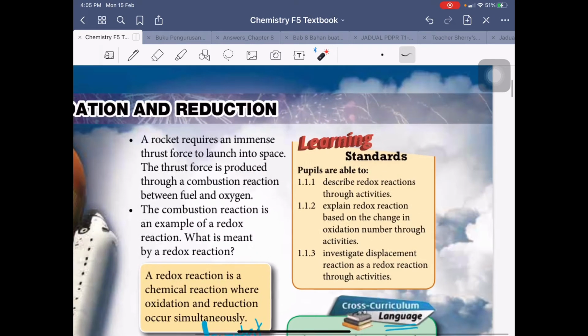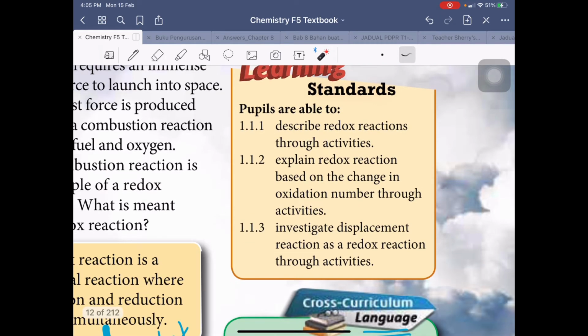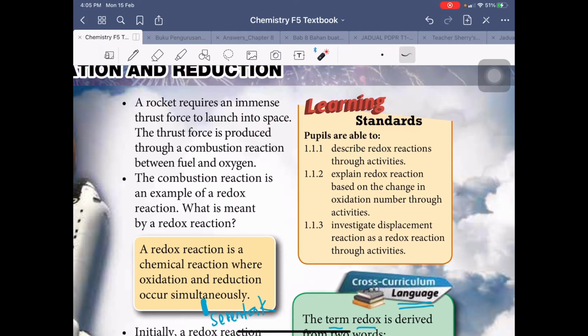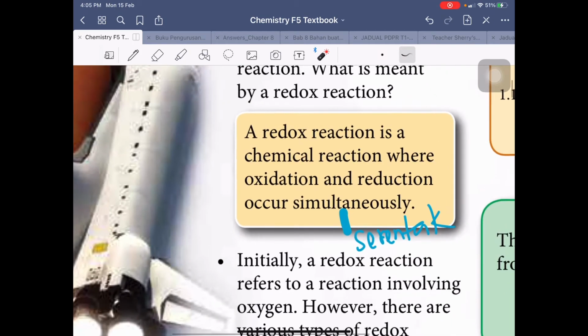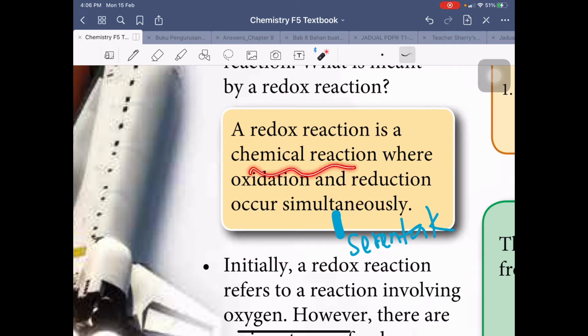In this subtopic, you are going to be able to, for now, 1.1.1, describe a redox reaction through activities. This one and also 1.1.3 later on in the next subtopic. So what is redox reaction? This is the definition for redox reaction. A redox reaction is a chemical reaction where oxidation and reduction occur simultaneously.